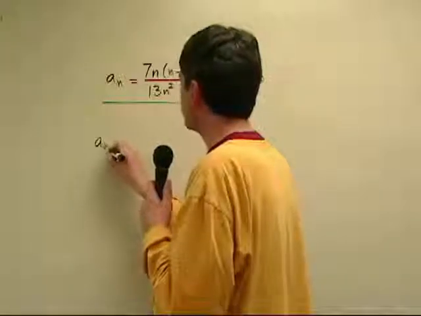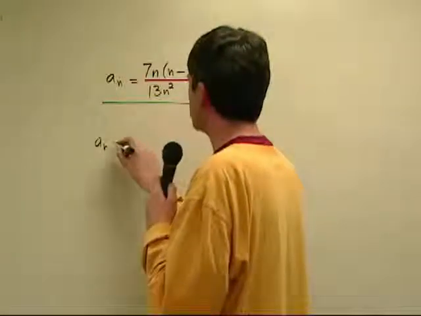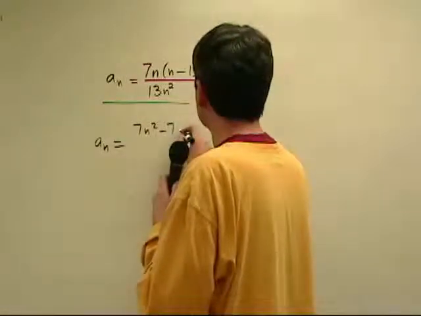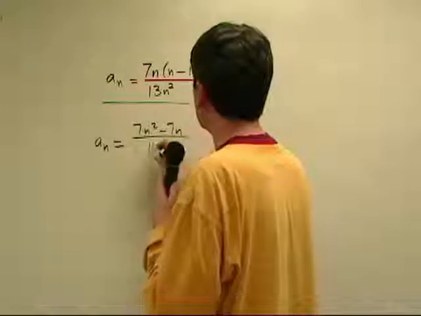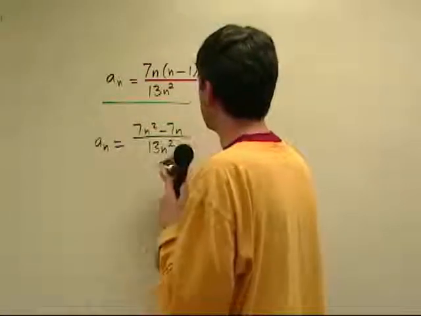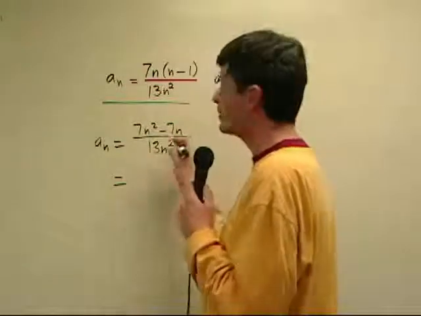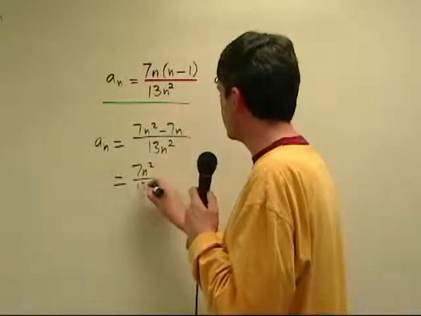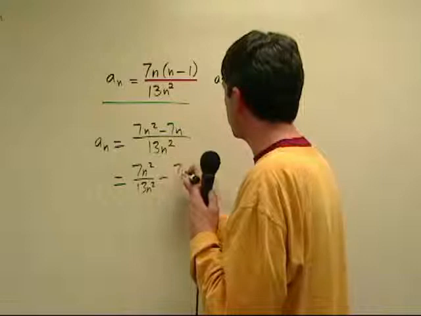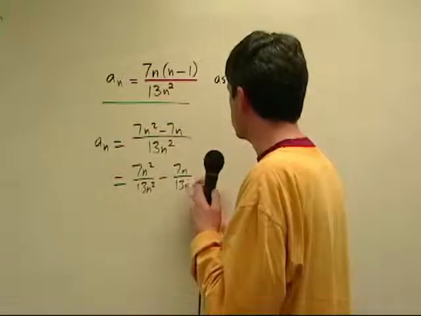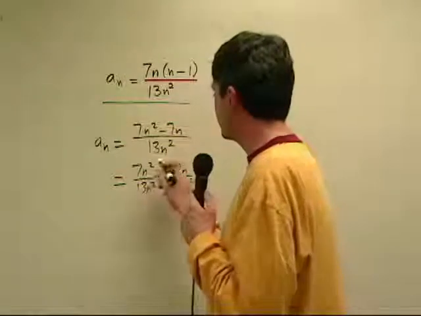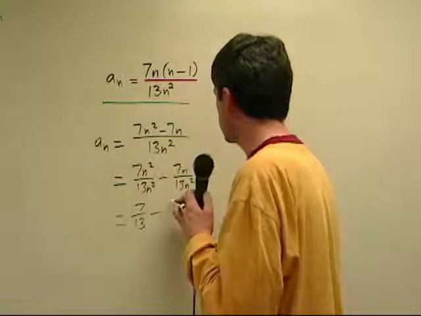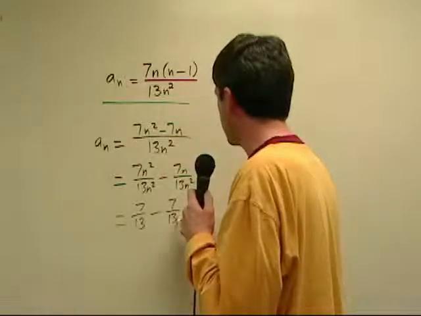I'm going to multiply the 7n times n minus 1, and I get 7 times n squared minus 7n over 13n squared. And then I'm going to split that into two different fractions, 7n squared over 13n squared minus 7n over 13n squared. And then I'm going to cancel, and I get 7 over 13 minus 7 over 13n.